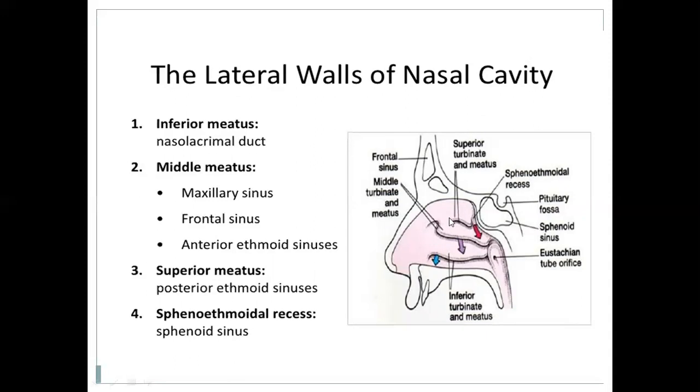And this is the sphenoethmoidal recess, which is a gap between the ethmoid bone and the sphenoid. The superior concha and the middle concha are ethmoid bones. Why is it called sphenoethmoidal? Because it is between the sphenoidal bone and the ethmoidal bone. So that's why it is called the sphenoethmoidal recess. And this recess will receive the opening of the sphenoidal sinus.